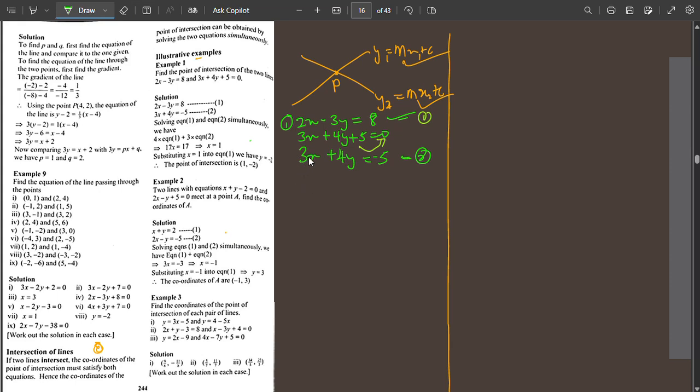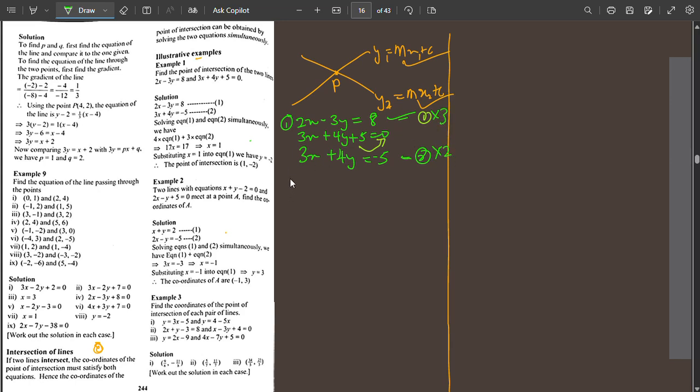To solve this simultaneously, we have two methods. We have the substitution method, where we make either x or y the subject in one equation, and then we substitute into the other equation. Or the elimination method, where we eliminate one variable. I will use the elimination method in this example. To eliminate, we have to make sure we have the same term in both equations. So I will try to make 2x here 6x, and 3x here also 6x. To do that, I'll multiply equation 1 by 3 and equation 2 by 2.